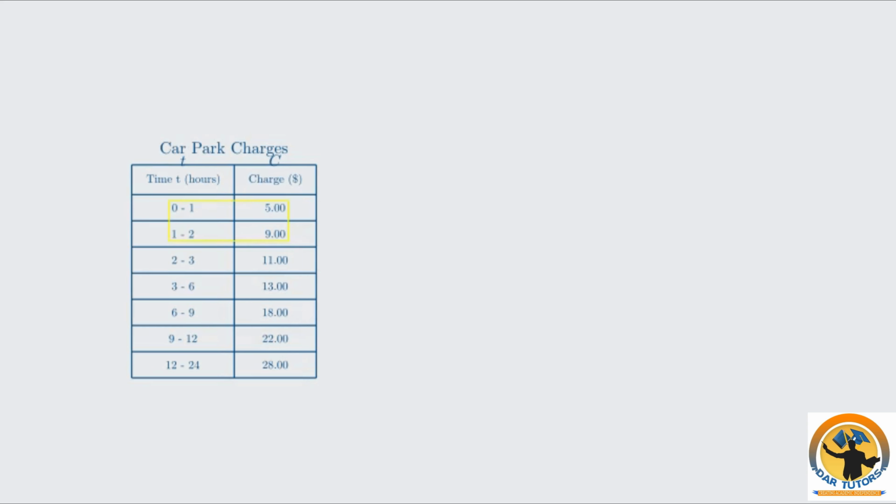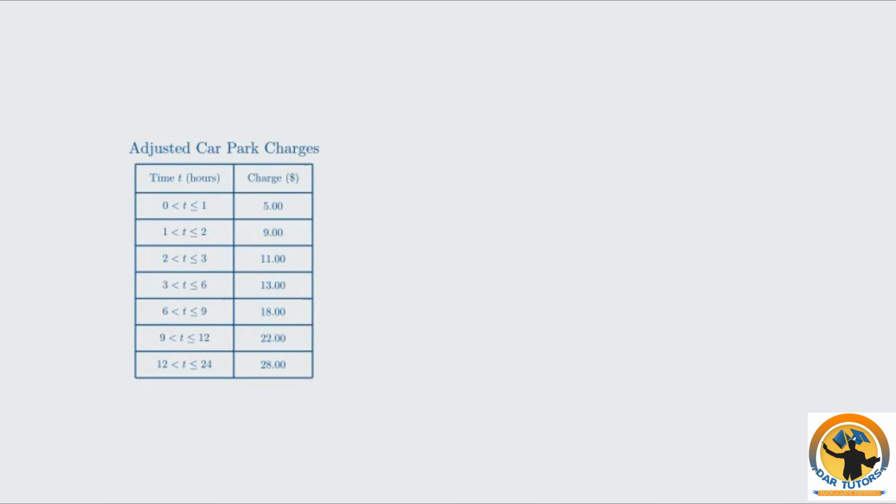A question arises, how much would you be charged for exactly 1 hour? Is it $5 or $9? The table is ambiguous. To avoid this confusion, we need to be precise. We can adjust the table to use inequalities. For example, 2 to 3 hours can be written as t is greater than 2 and less than or equal to 3. This means if you park for 2 hours and 1 minute, you pay $11. But if you park for exactly 2 hours, you pay $9.